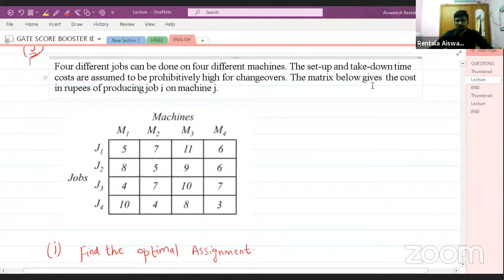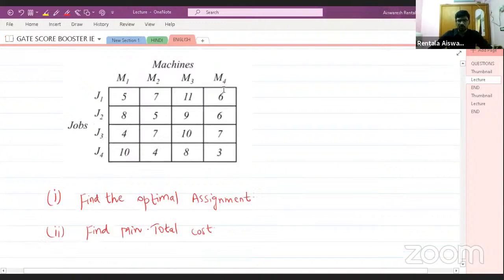The matrix below gives the cost in rupees of producing job I on machine J. So this is your cost matrix. If you are machining job J1 on M1, 5 rupees is the cost, and so on for all other machines also. So what is the question? Find the optimal assignment, that means which job should be assigned to which machine. And the second question is to find the minimum total cost.